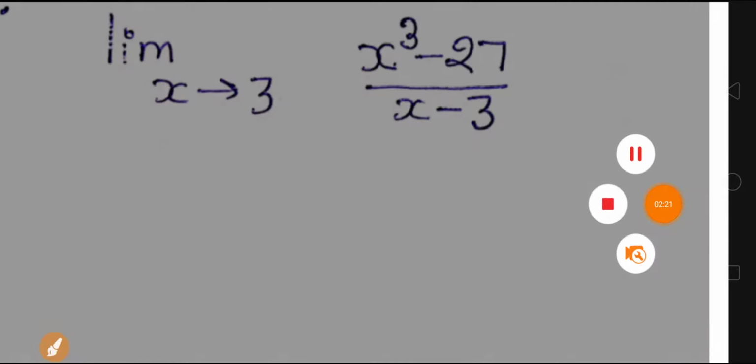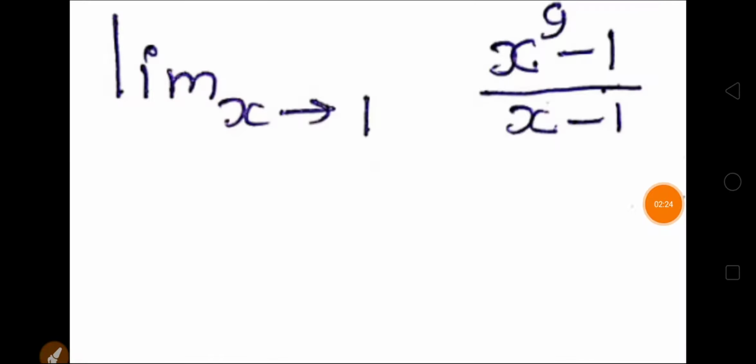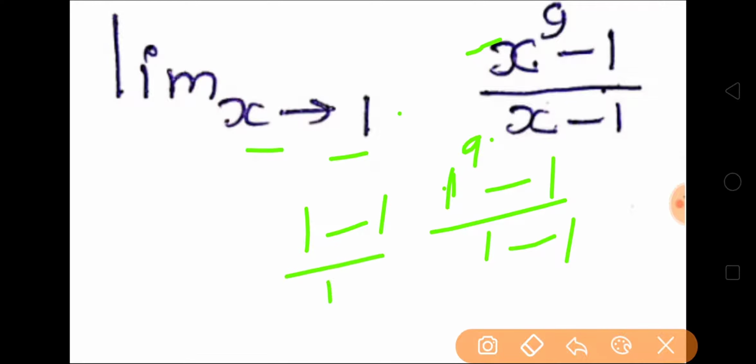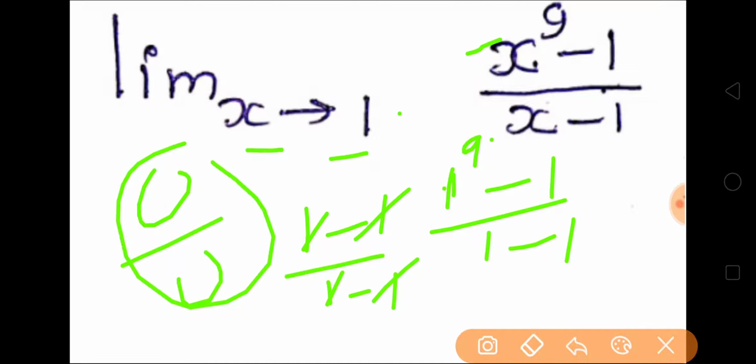So let us start question number 2. You can see it on your screen. The limit as x tends to 1 of x to the power 9 minus 1 over x minus 1. So put the limit x tends to 1 in this function. You will find 1 to the power 9 minus 1 and 1 minus 1. As you know very well, 1 to the power 9 means 1, and minus 1, and 1 minus 1. So that means that is an indeterminate form, 0 by 0.